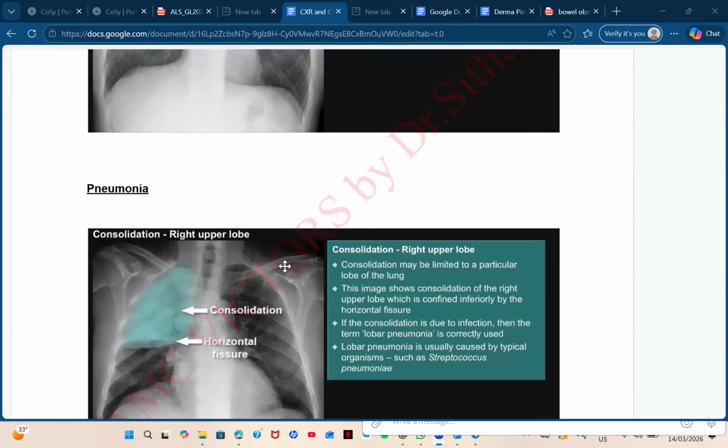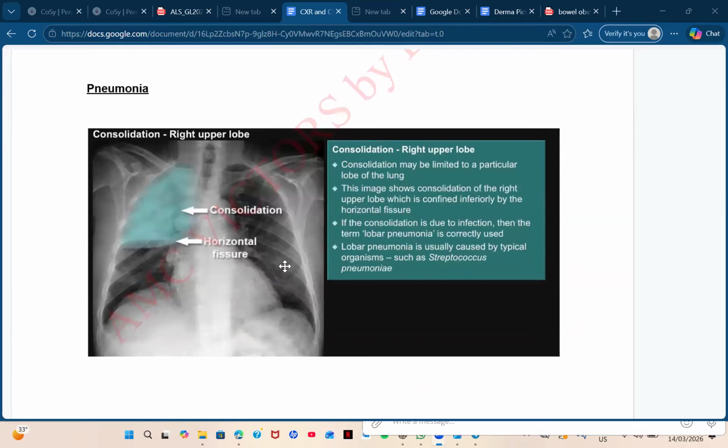Now, in February, they asked a question. We got the recall version, like lower lobe pneumonia, chest X-ray only, right? So you should know how lobar pneumonia presents. Here, which lobe is affected, doctors? Yes, not the left side, right side. The right side upper lobe, right?